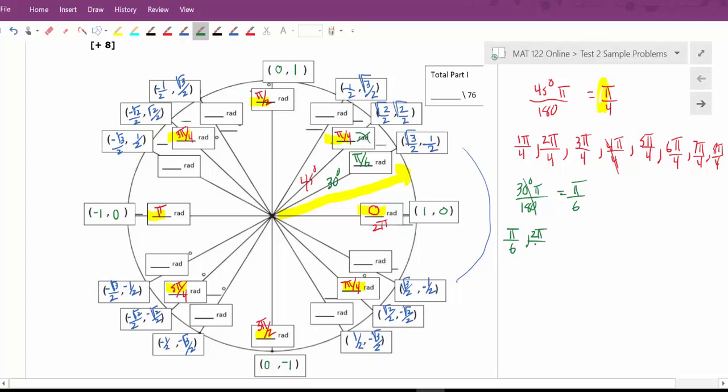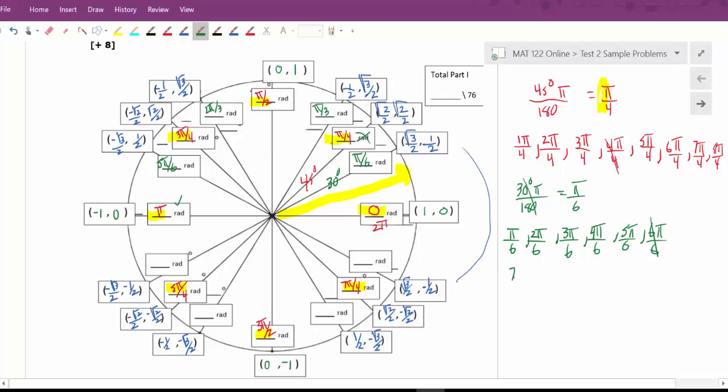2 pi over 6. Now that's going to reduce to pi over 3. Okay, then keep going. Then go to 3 pi over 6. Well, that's pi over 2. We already have it. Keep going. 4 pi over 6. That actually reduces down to 2 pi over 3. So that goes there. Keep going. 5 pi over 6. Okay, that goes here. Okay, 6 pi over 6. 6 pi over 6 takes you back to pi, which of course we already have.